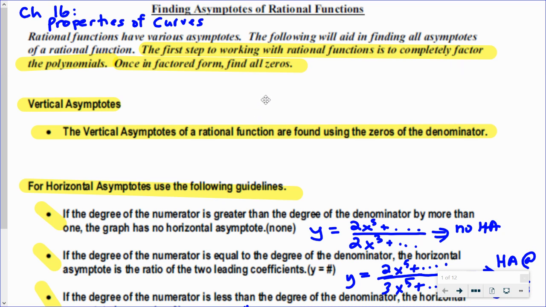Once they're in factored form, then find all the zeros. Now, the easiest one for us to find is the vertical asymptotes. Vertical asymptotes of a rational function are found using the zeros of the denominator. Remember that a vertical asymptote is a place where the denominator divides by zero. So any values that make the denominator zero will give you vertical asymptotes.